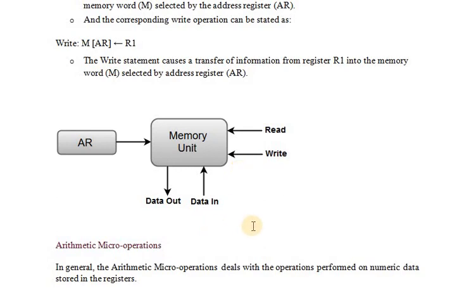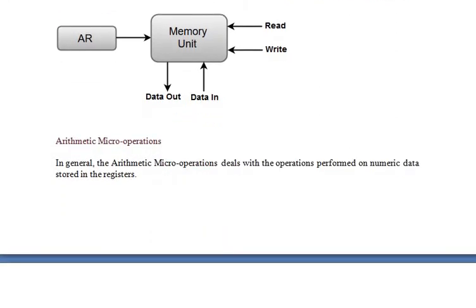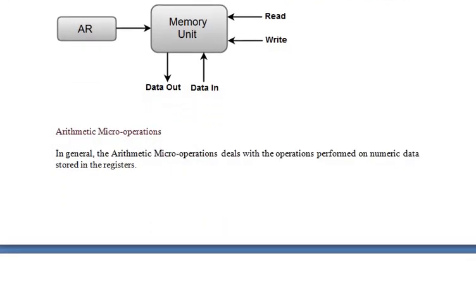Now we will see the arithmetic micro-operations. In general, you know what an arithmetic micro-operation is: addition, subtraction, multiplication and division. Normally we call it an arithmetic micro-operation.